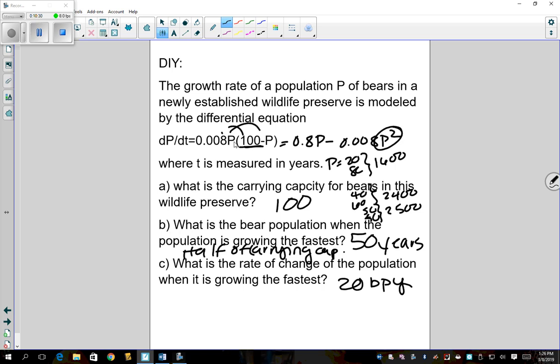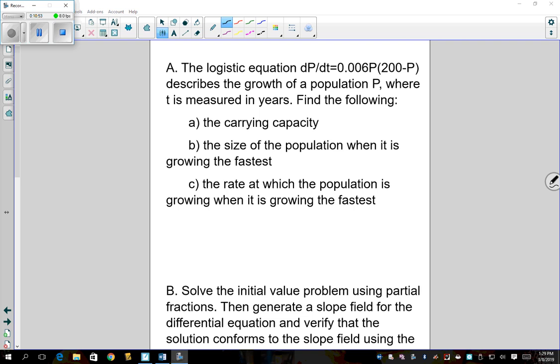And so for the rate of change, once we find the maximum when it's growing the fastest, all we need to do is plug this into our formula. 0.008 times 50 times (100 minus 50). And that should get us 20 bears per year. So here are your ABC problems for you to try. When it comes to logistic growth, this kind of stuff we just have to keep practicing. It's the same idea, just in different contexts. So I want to give you a few different problems to try.